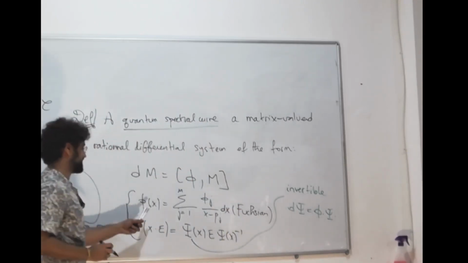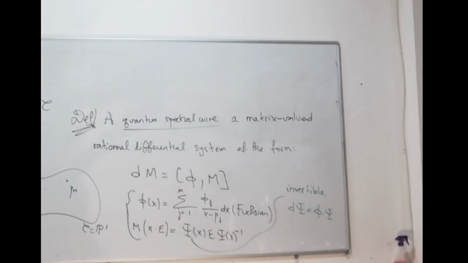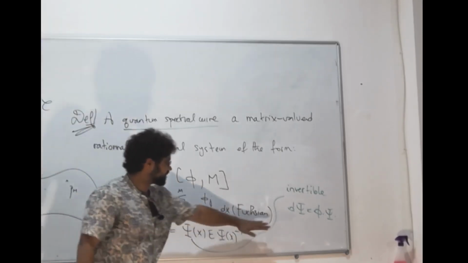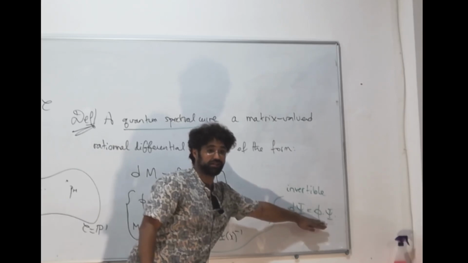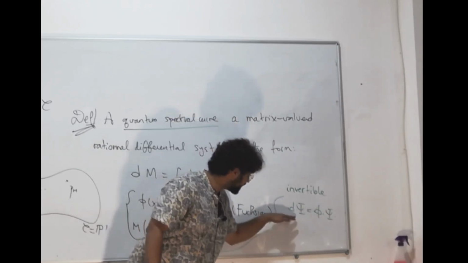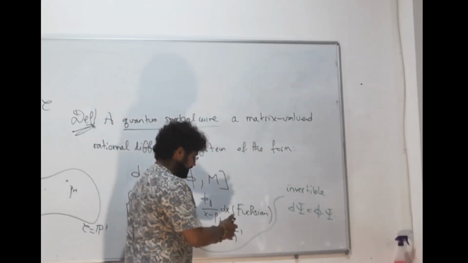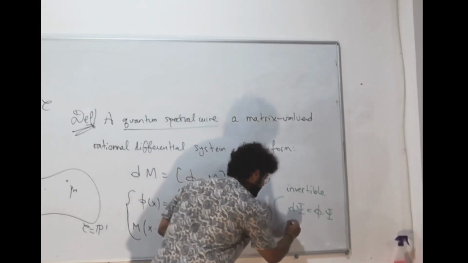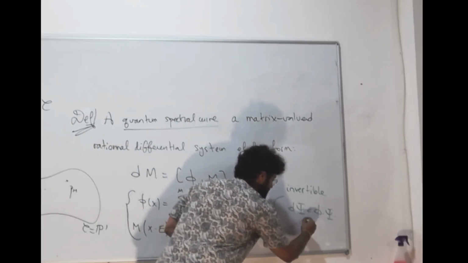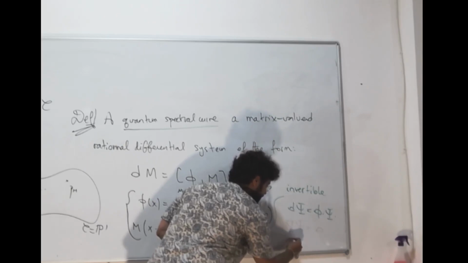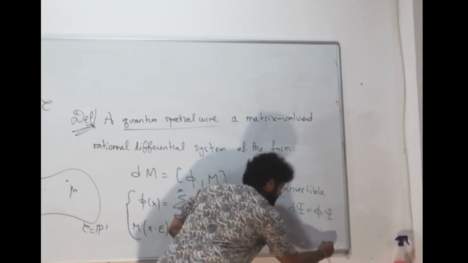Indeed, because phi is a connection potential, so it's a one form. Okay, so if you start from this equation here, you can write nabla psi equals 0, with nabla being d minus phi.